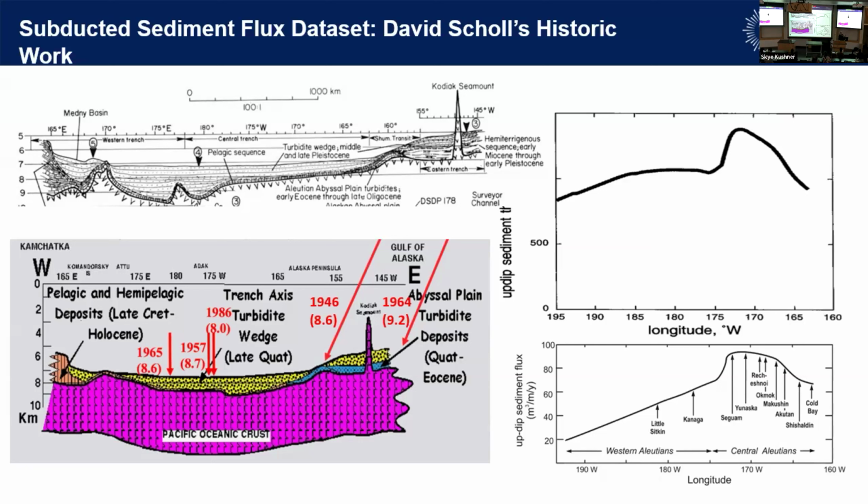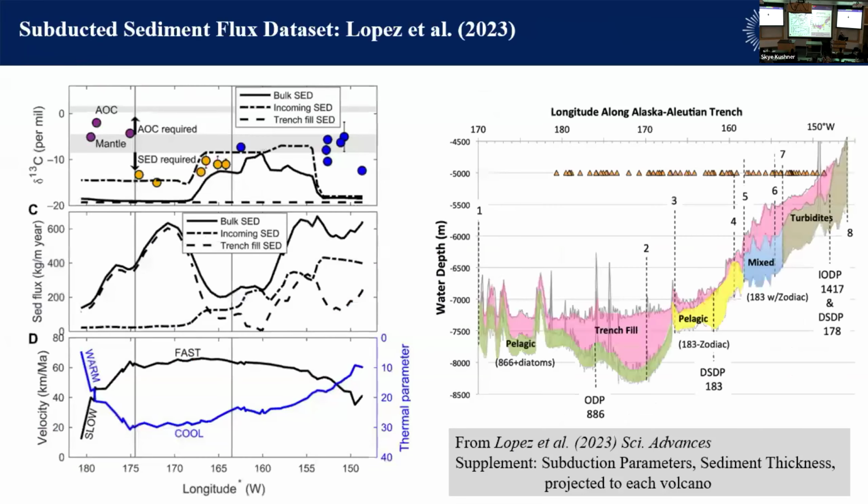And so we've recently revisited this because there's a ton of new ODP data. There's a ton of new multi-channel seismic data that should be incorporated because there's huge variations in the sediment flux. And a preliminary version of that was published in Taryn Lopez's really nice paper on carbon variations along the arc.